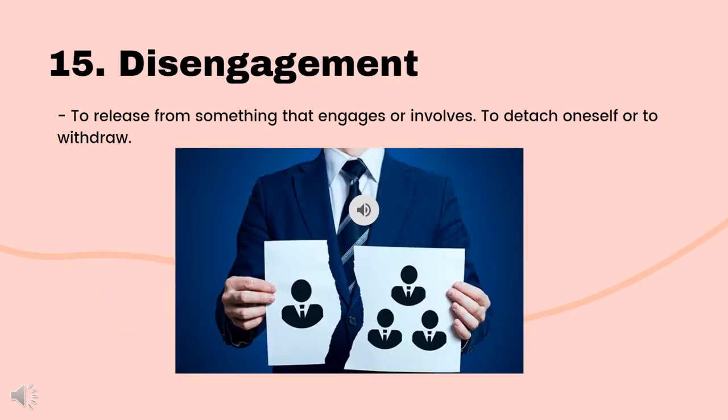Number 15, disengagement. It is to release something that engages or involves, to detach oneself or to withdraw. An example of disengagement is older adults withdraw from society and personal relationships as they age. Another example is an older adult who has heart disease may develop shortness of breath, and may be unable to continue daily walks with their friends.